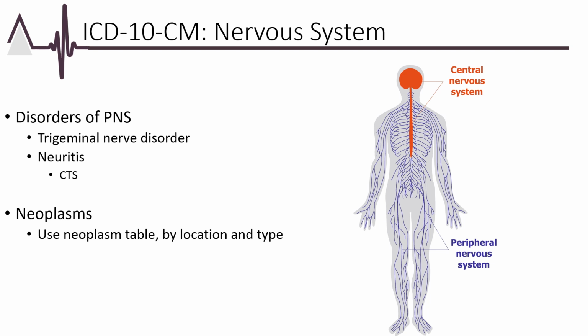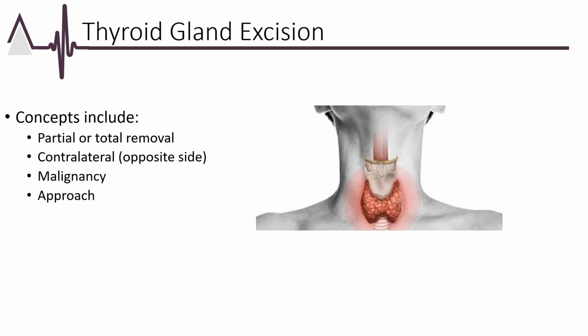Neoplasms occur throughout the endocrine and nervous systems. Start with the ICD-10-CM alphabetic index, then go to the neoplasm table. Always start in the alphabetic index first. For thyroid gland excision, the key coding concepts are complexity, such as partial or total, approach, and with or without.